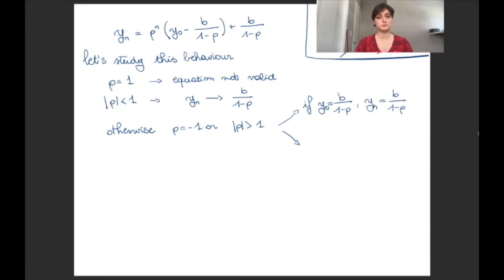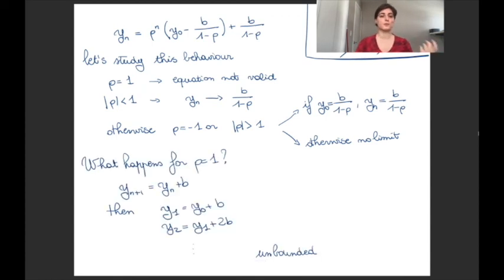Otherwise, if rho is either equal to minus 1 or in absolute value bigger than 1, if we have that y_0 is equal to b over 1 minus rho, then the first term disappears, and y_n is equal to b over 1 minus rho for every n. Otherwise, there's just no limit. It doesn't work.